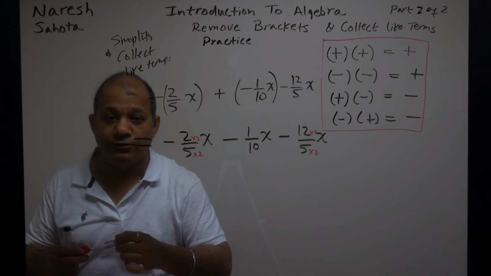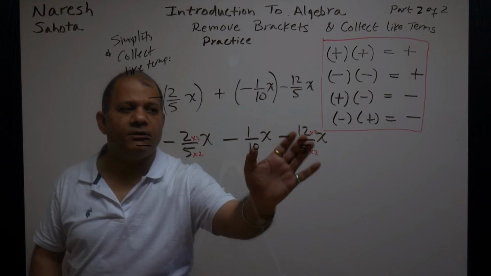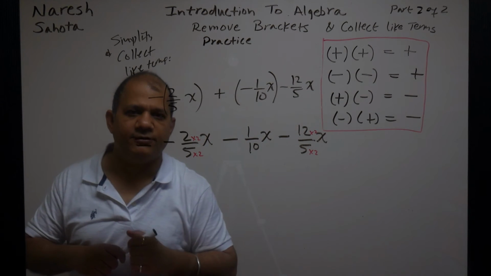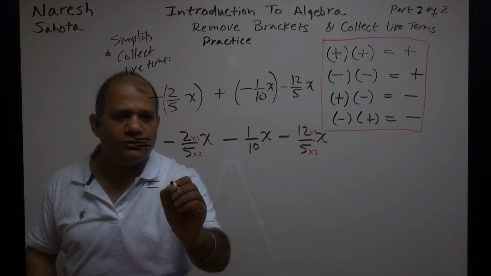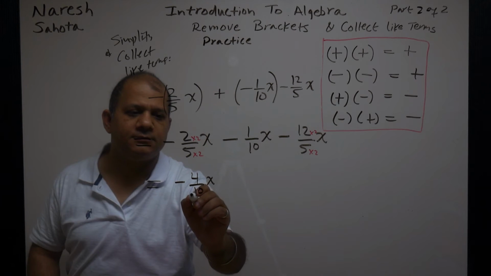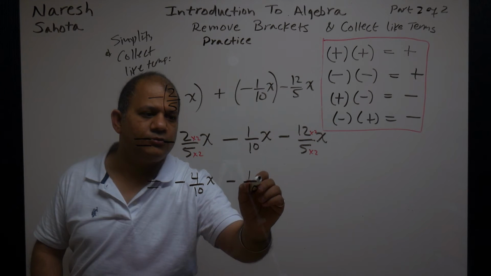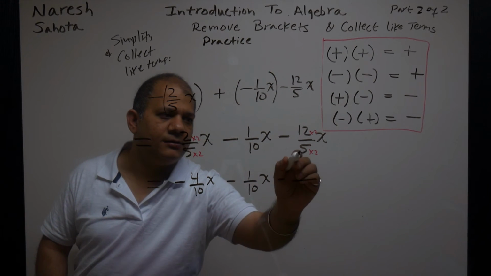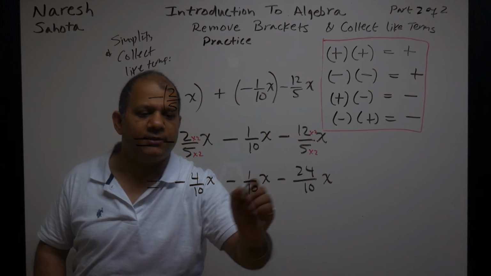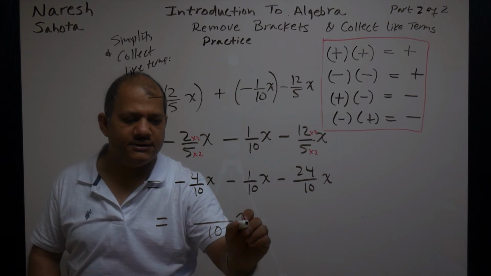And there is more than one way of doing these problems. Since I had the same denominator here, I could have added these two first and then changed to a denominator of 10. But it makes no difference, you'll arrive at the same answer. So here what I get is negative 4 over 10x. 2 times 2 is 4, 5 times 2 is 10, and then this gets copied, minus 1 over 10x. And this one here, 5 times 2, I'll have 10, 12 times 2 is 24, and this is an x term. So now, all over my denominator I'll have 10, and this is the x term.